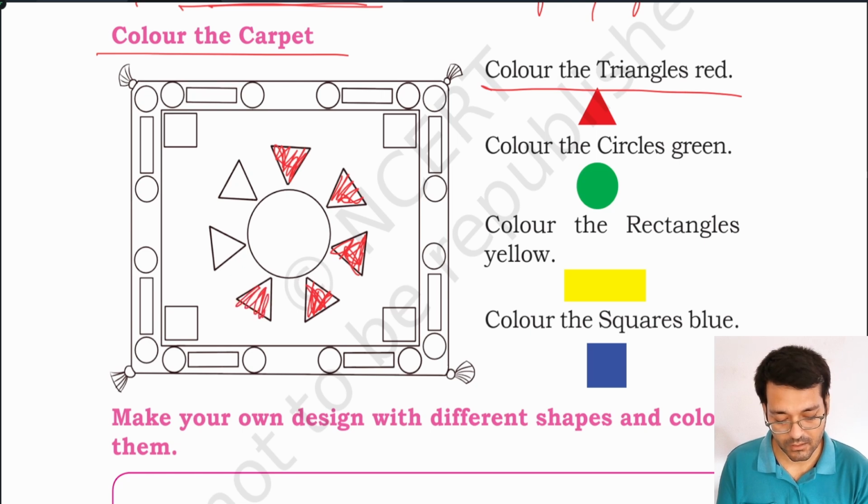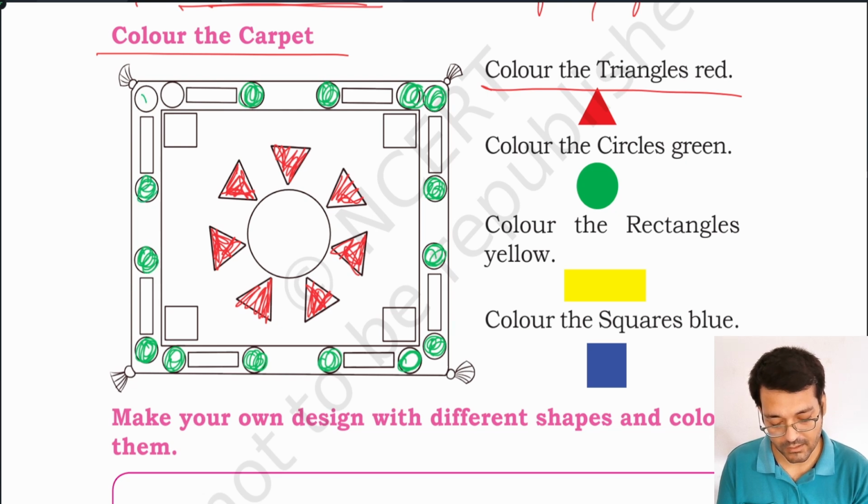Then you have to color the circles green, like this. Then you have to color the squares, okay, rectangles yellow. You have to color the rectangles yellow after coloring the circles green, like this.